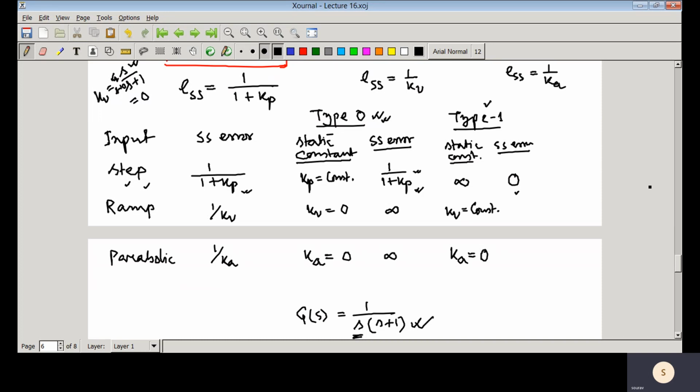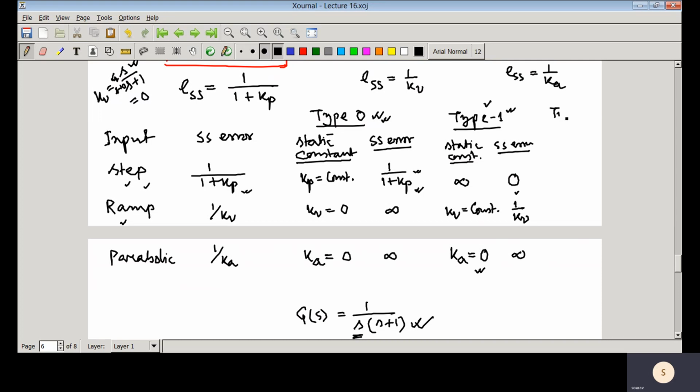And here you can see what the steady state error is in case of ramp input, whenever the system is a type 1 system, that is 1 by Kv. Because Kv is constant, it has some finite value. That means if you give ramp input, you cannot have zero steady state error. And as Ka is 0, 1 by 0 means it is infinite. Steady state error would be there in case of parabolic input.